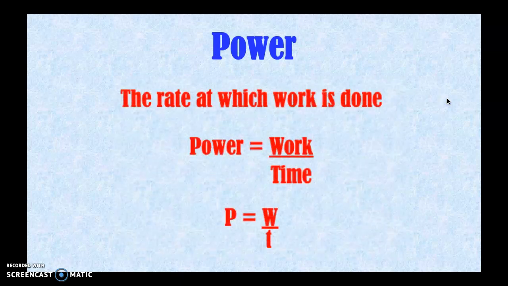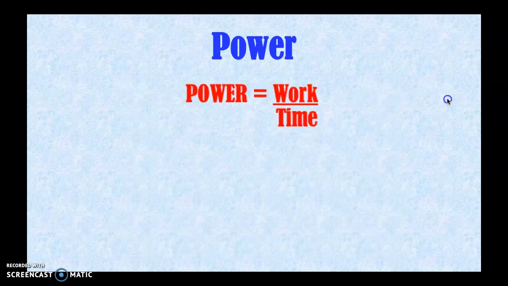Now, let's move on to power. In order to understand power, you had to understand work, because power is the rate at which we do that work. What does that mean? That means if we are doing a rate, we are doing something over a certain amount of time. So power is equal to work divided by time, or P equals W over T.